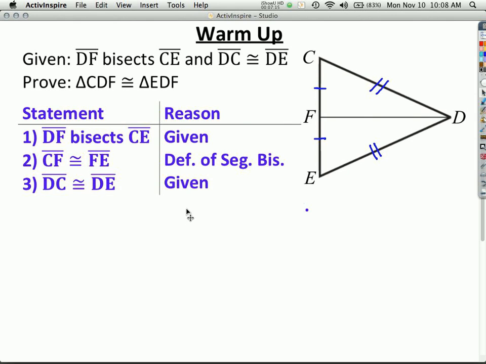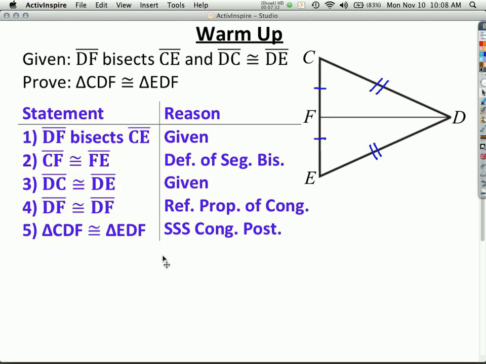What's the special idea, property, whatever? Brandon? DF is congruent to DF because of the reflexive property of congruence. So this is congruent to itself, my third piece of evidence. And then the last statement, of course, is the prove statement. They are congruent because of the side-side-side congruence postulate.